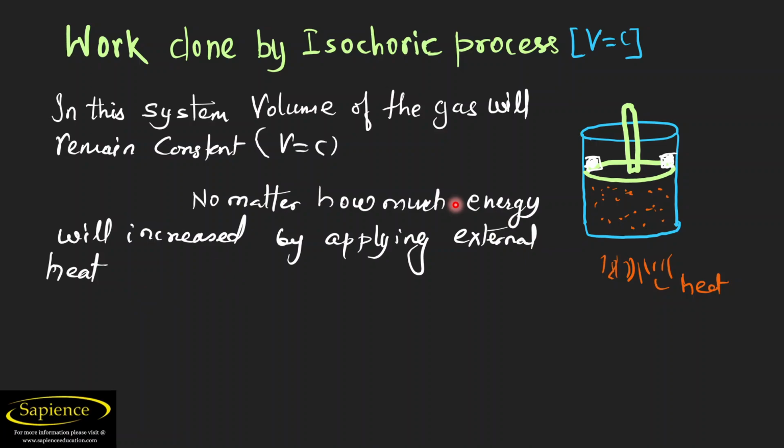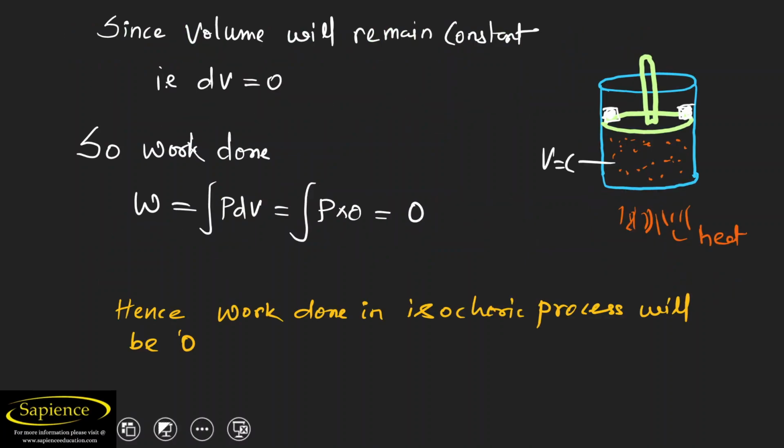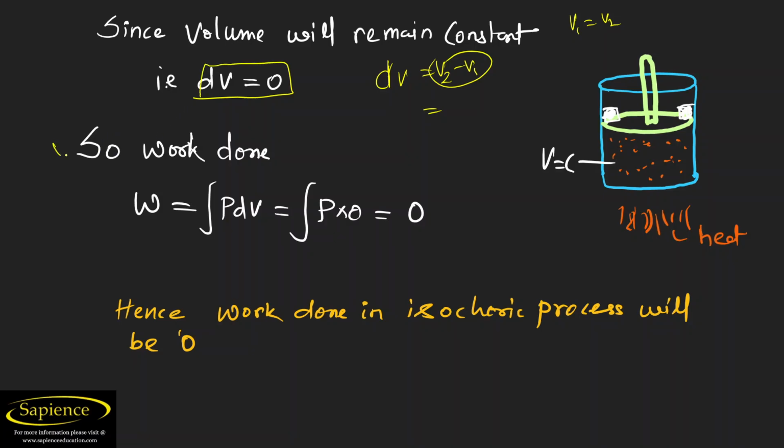Now if volume remains constant, how do you find the work done? Since volume remains constant, what does this mean? It means that V1 is equal to V2. It means that the change in volume, dV, is equal to V2 minus V1. Since both are the same, dV will be equal to 0. Now we know the formula for work done: work done is equal to the integral of P dV. Since dV is 0, the integral of P into 0 is finally 0. So the important thing is that work done in an isochoric process will be 0.